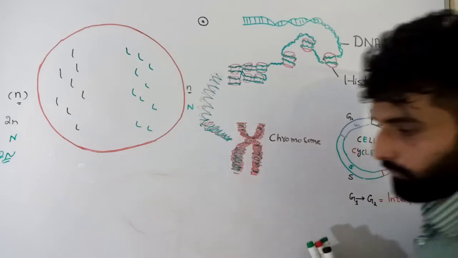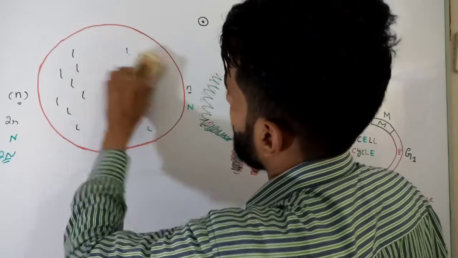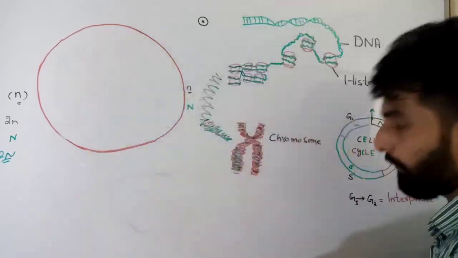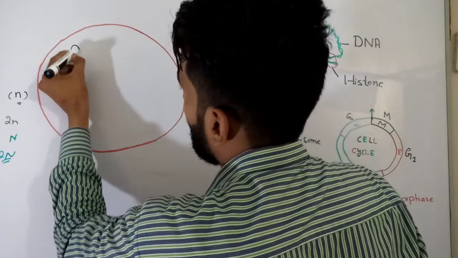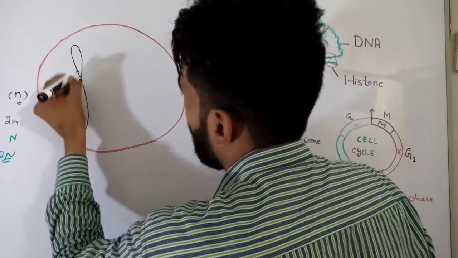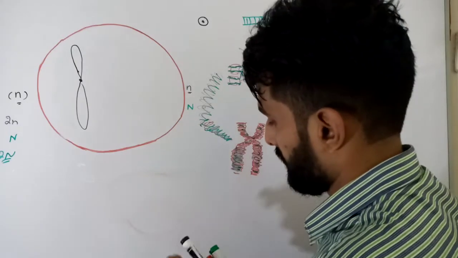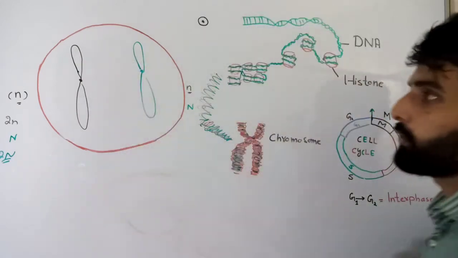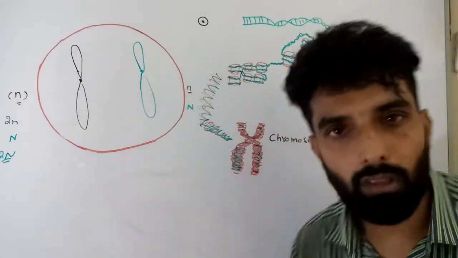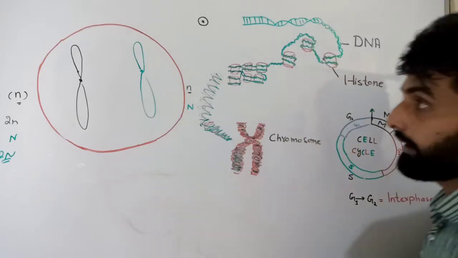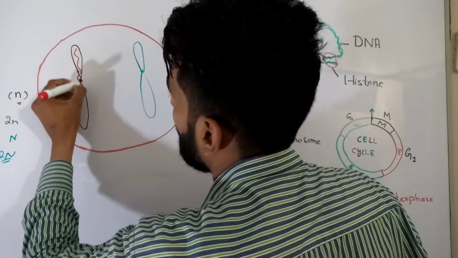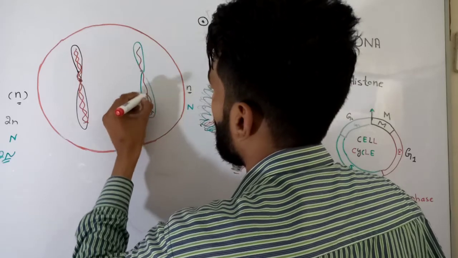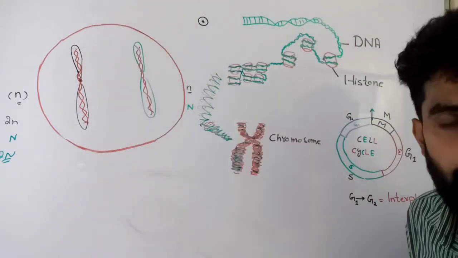Now let's talk about one homologous chromosome. Stay with me. We are going to talk about a very important concept. For example, this is chromosome number 1 from the mother side and chromosome number 1 from the father side. So it means they both are homologous chromosomes. They will also be having DNA in it. Clear?